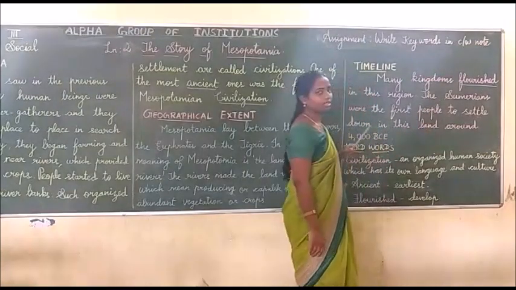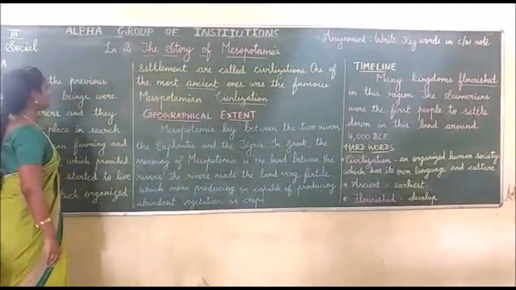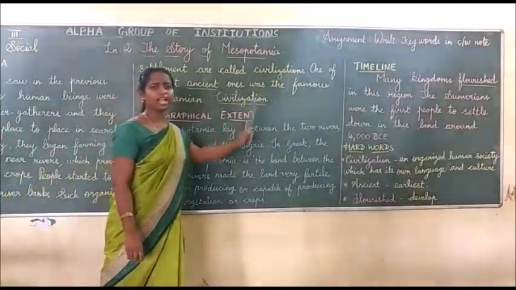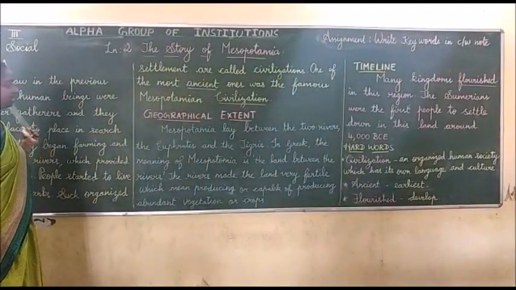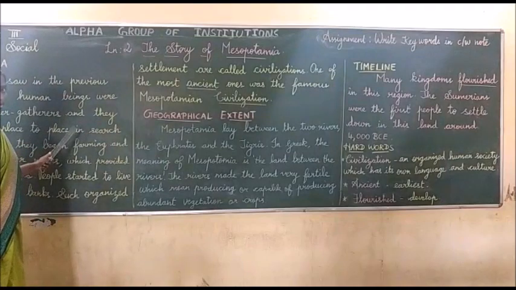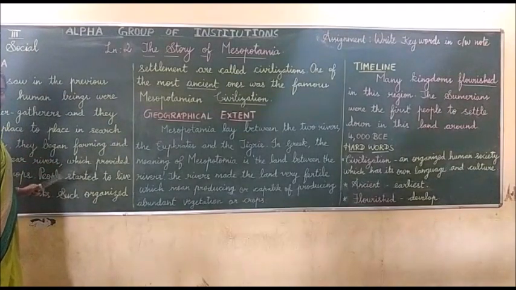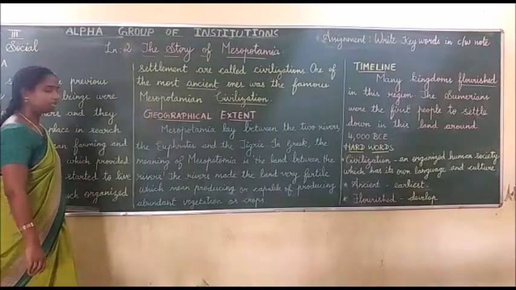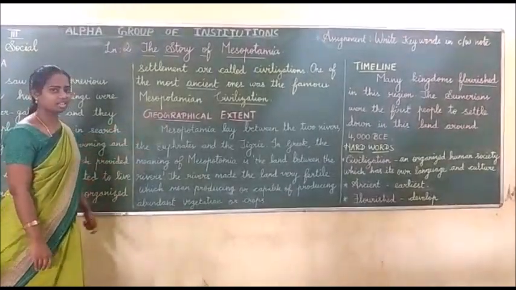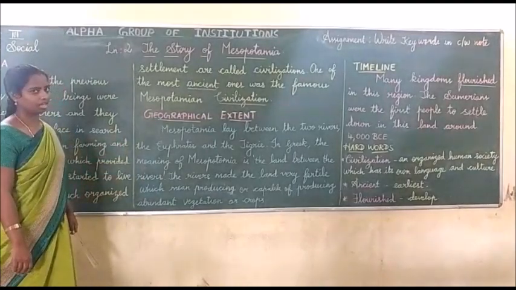Okay, we have learned in lesson 2, the story of Mesopotamia, a starting introduction about Mesopotamia, geographical extent and timeline. First we saw that early human beings settled near the river and were called hunter-gatherers. Why, children? Because they moved from one place to another in search of food and they settled near the rivers, which provided water for the crops. And these organized settlements are called civilizations, right?